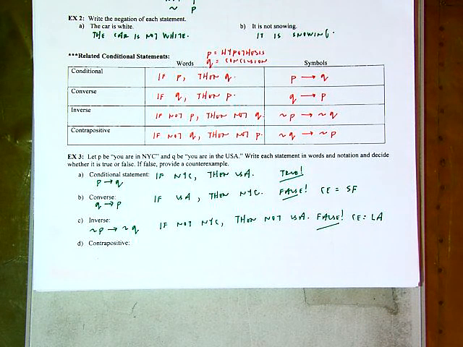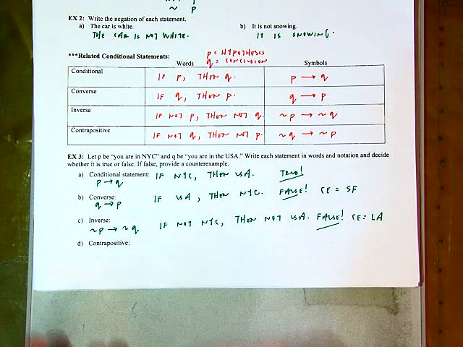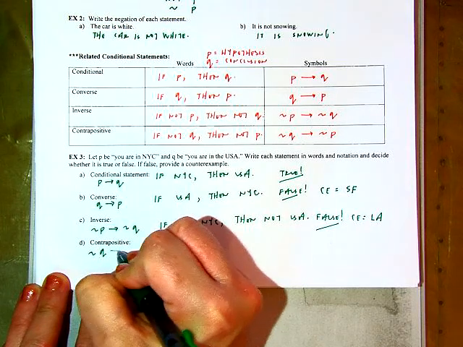All right, your contrapositive, here we are negating the converse. So we're saying, okay, well, not Q to not P.